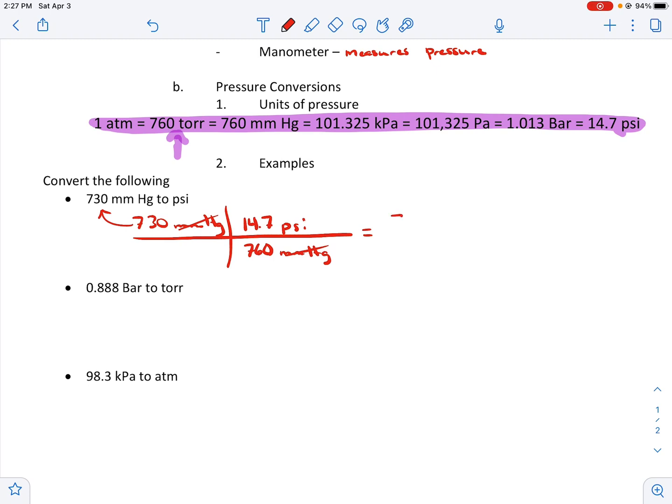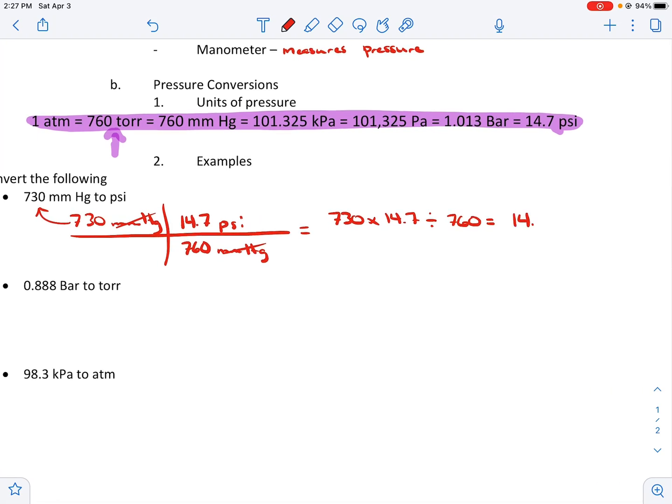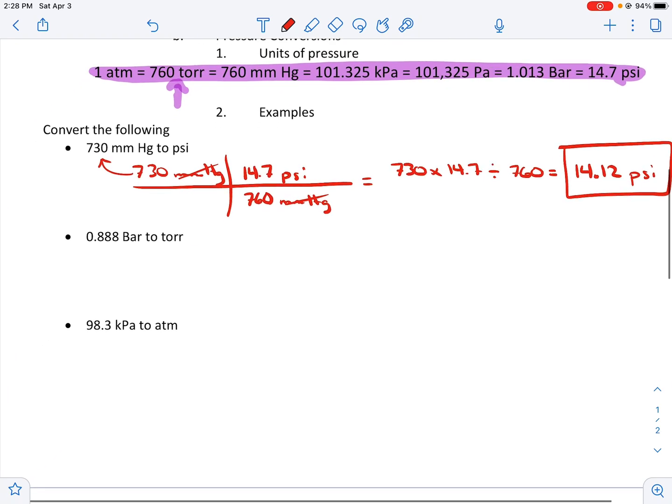To calculate this, just a quick refresher, we're going to take 730 times 14.7 and then divide it by 760. We're going to get 14.12, and let's go ahead and keep 2 decimals in our answers. Just continue practicing that so we don't change the rules midway. So 14.12 PSI. All right, awesome. Let's work the next one.